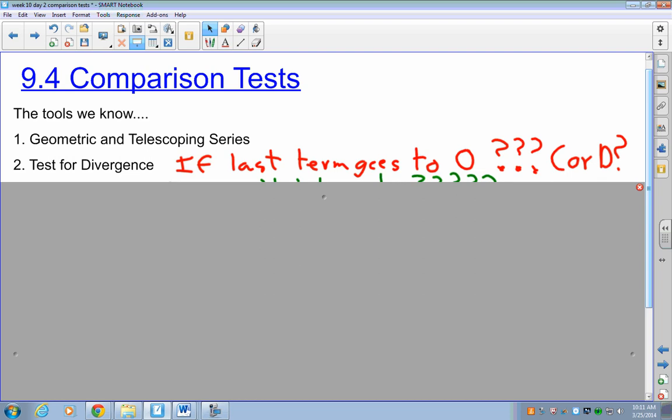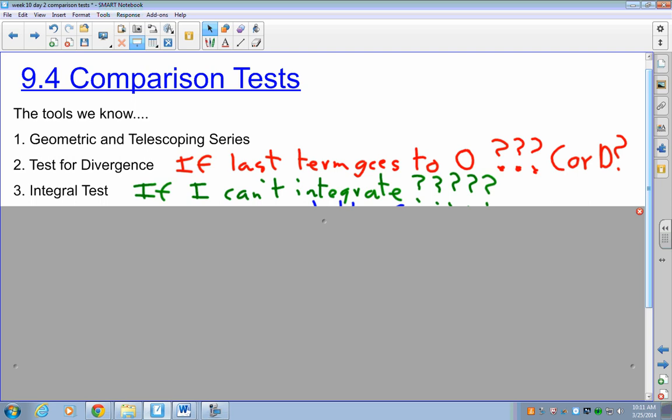The sequence goes to 0. The terms, the dots, the measles on my snake. Okay? So if this goes to 0, I have to do another test. So I taught you one, the integral test. But here's the issue with the integral test. Some integrals, you don't know how to take the integral. So if you don't know how to take the integral, you need another test.